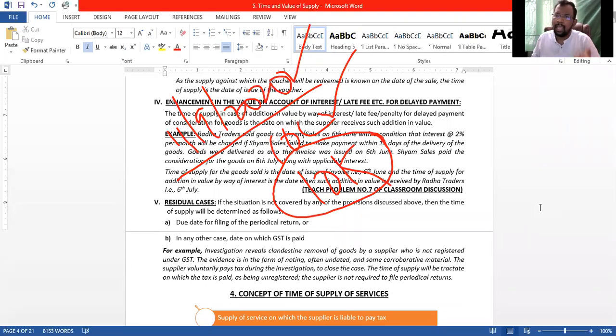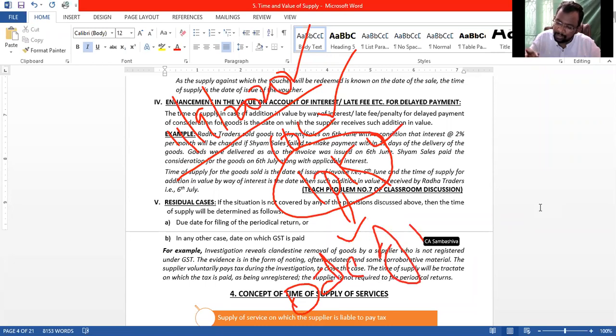Right? When we say liable to GST, we must determine the time of supply, because the time of supply will decide the due date for the payment of GST. So what is the time of supply for this enhancement in value, sir? Simple answer: the date on which you have received this enhancement in value, the date of receipt of payment.